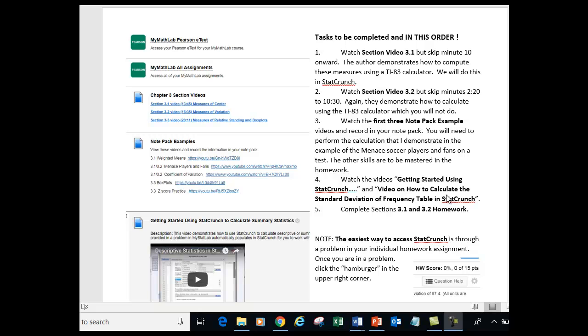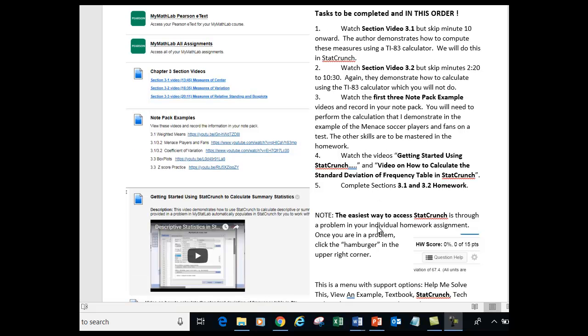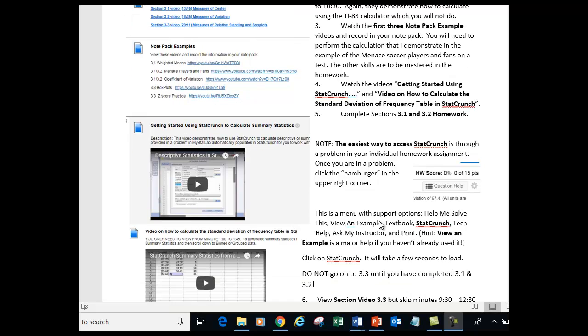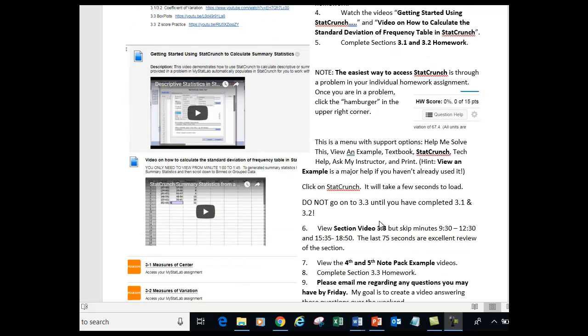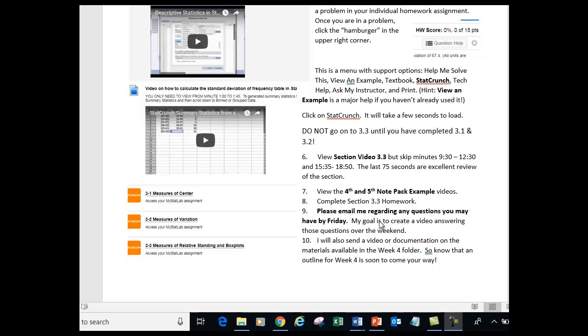But basically, I created a document outlining steps of things that you needed to work through from our Week 3, Chapter 3 folder on Blackboard. And if you just follow through, I'm identifying what time frames you need to watch from section videos and the order that I think would be best for you to complete them so that you don't get confused. Again, that was all outlined in Wednesday's email. It looks like this.